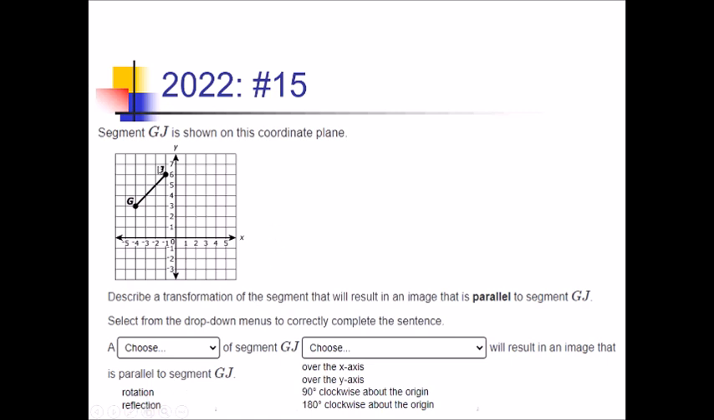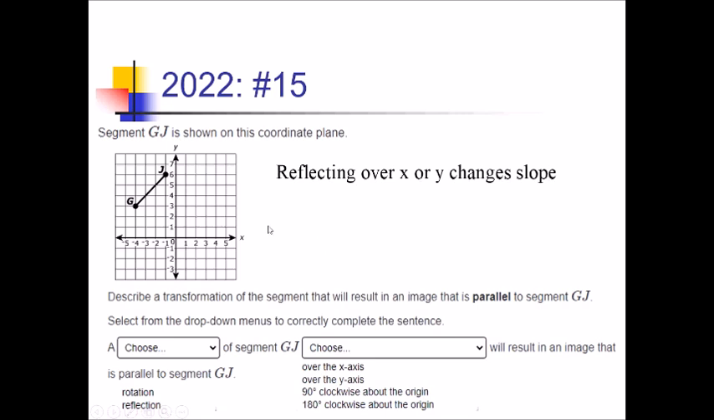So if I reflect this over the x-axis or y-axis, either way, I'm going to be changing the direction that this slope is going. So reflecting this thing is not going to give me a parallel segment, because I need to get a segment that has the same slope, not a different one. So that brings us to the rotations. It's going to be one of our rotations here.